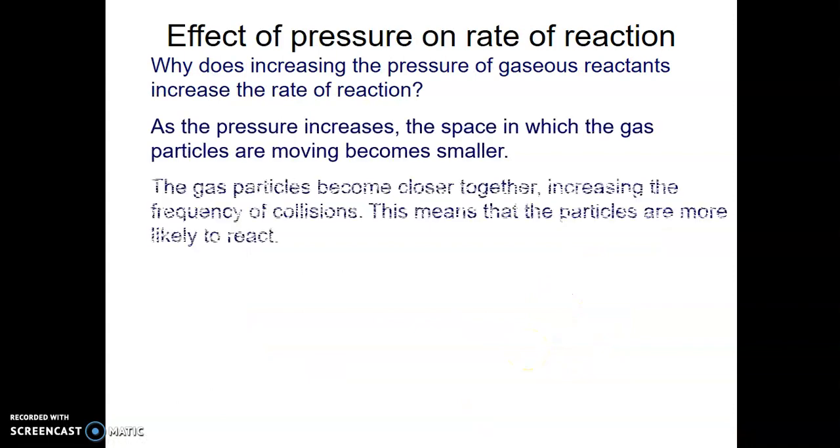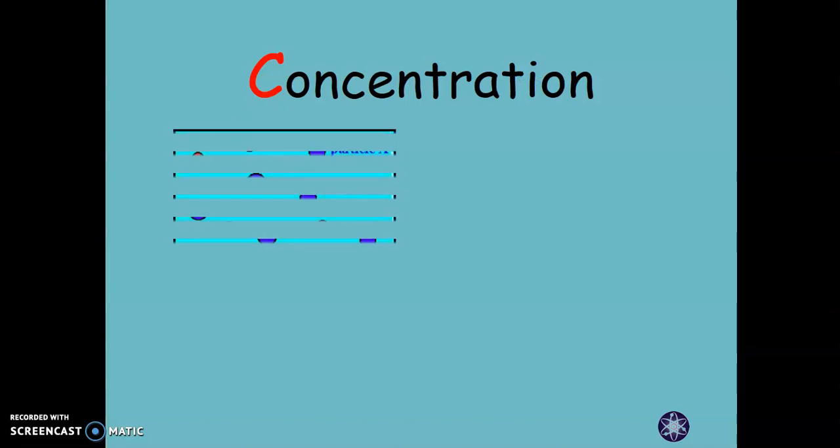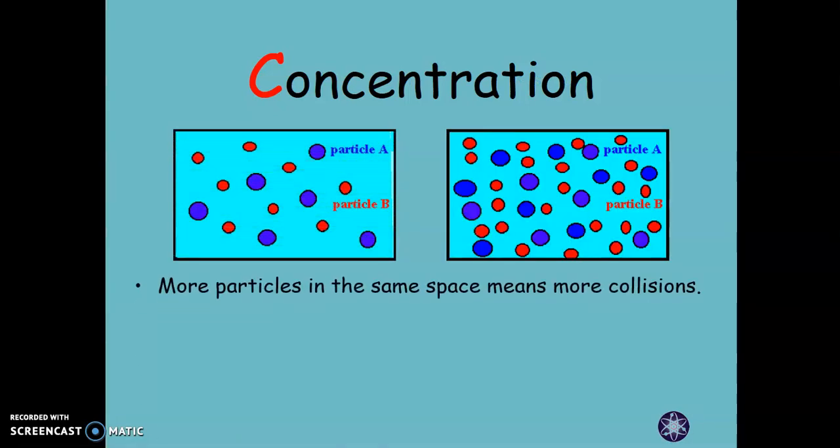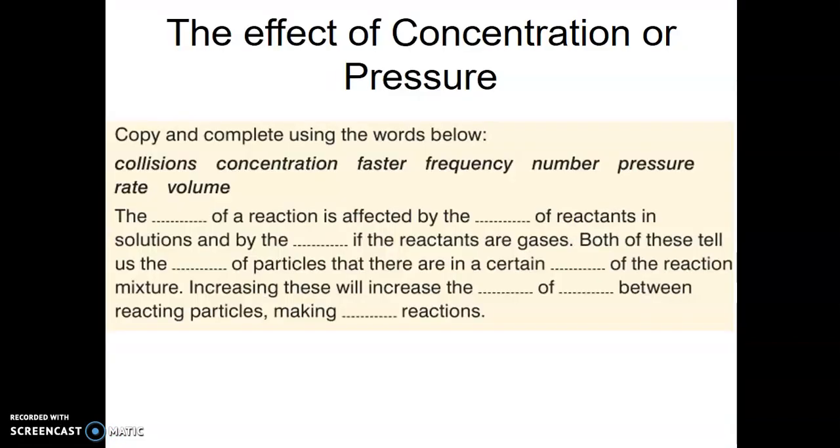Pressure is the same idea, but in gases. If you increase the pressure of a gas, what you're effectively doing is reducing the amount of space the particles have. If they have less space, again, they're more likely to collide with each other, you'll have more collisions, and the rate of reaction will increase. So again, looking at concentration, if you have more particles in the same space, you'll get more collisions. More collisions means more effective collisions. Double the concentration, and you will effectively double the number of collisions in a given time.